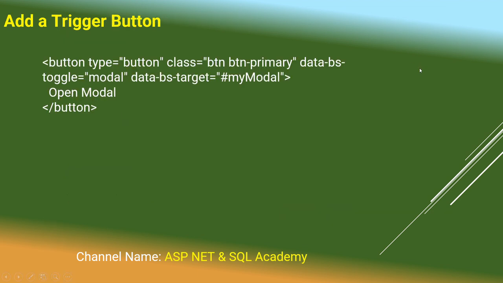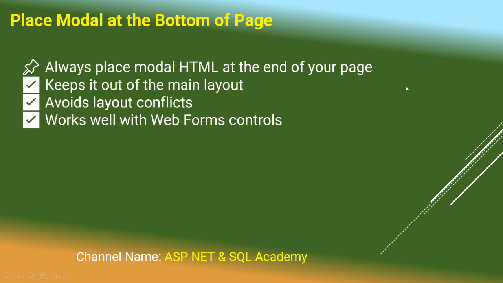To open a modal, add a button with the attributes data-bs-toggle equals modal and data-bs-target equals hash myModal. Place the modal markup near the bottom of your page, usually right before the closing form or body tag. This ensures proper rendering.